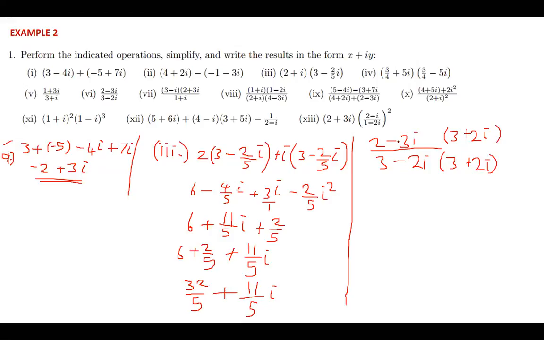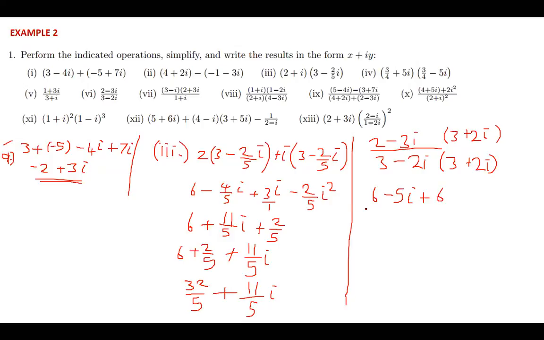So here, when you multiply, we are going to get something like this. On the numerator, we are going to have 6, 2 times 3, 6, 2 times 2i, you get plus 4i, and then 4i minus 9i, you are going to get negative 5i, and then negative 3i times 2i, you get negative 6i squared, but i times i, you get a negative number. So negative 1 times negative 6, you get a positive 6.